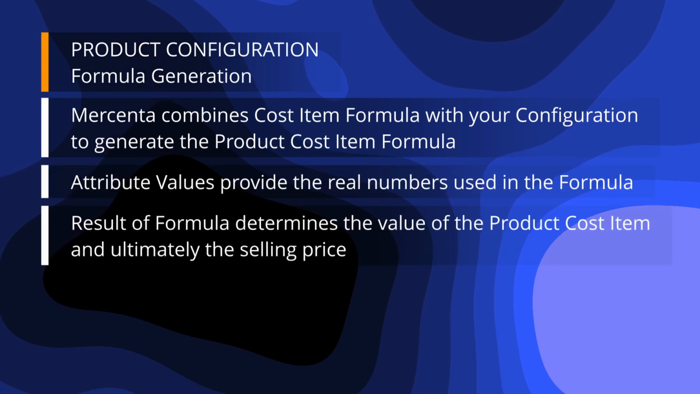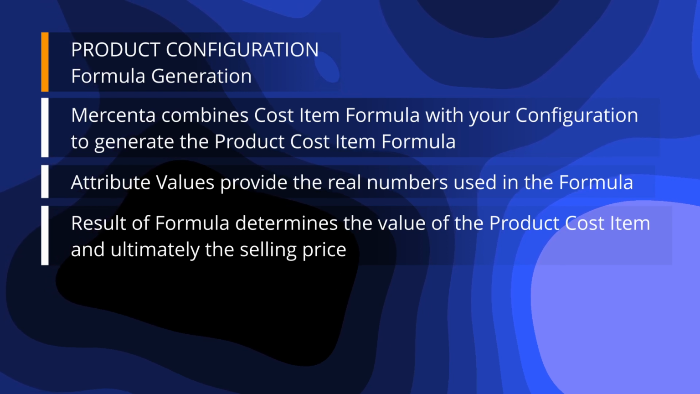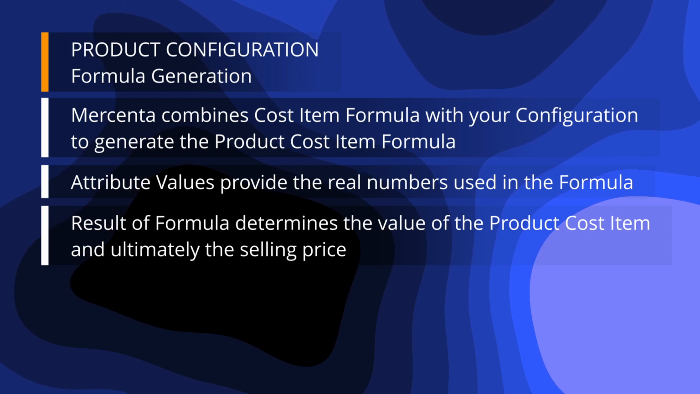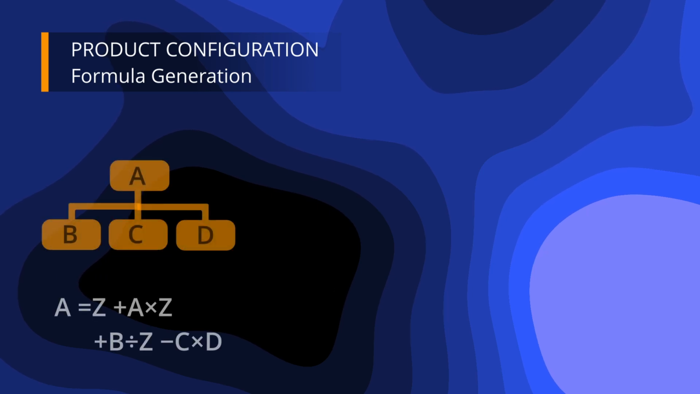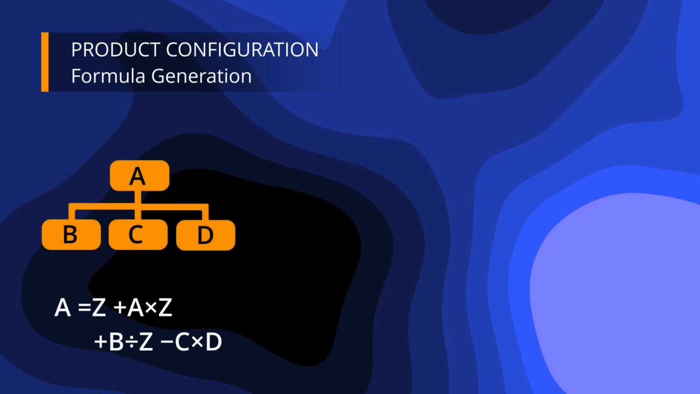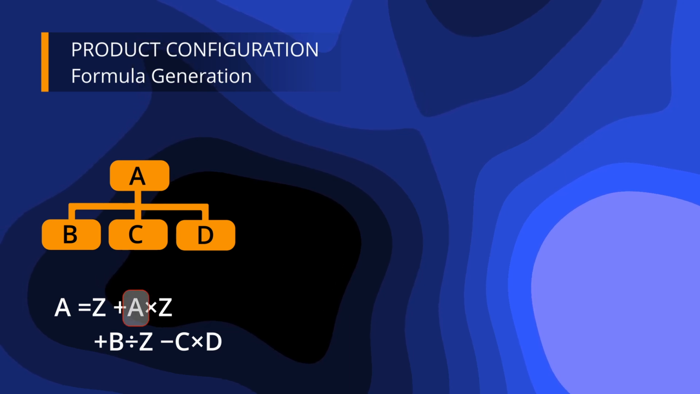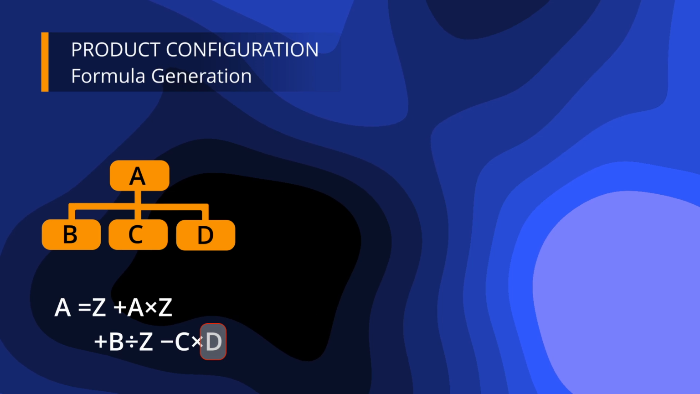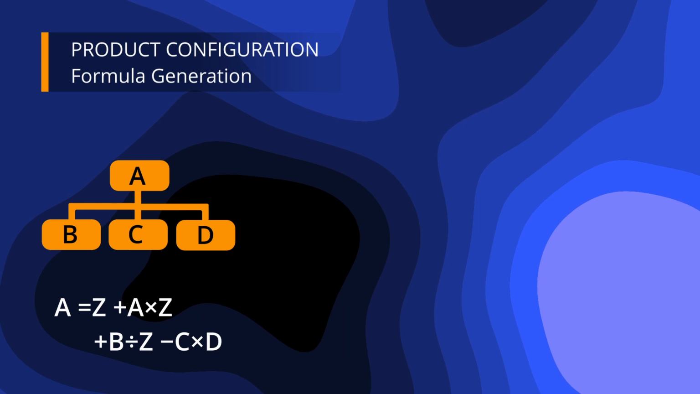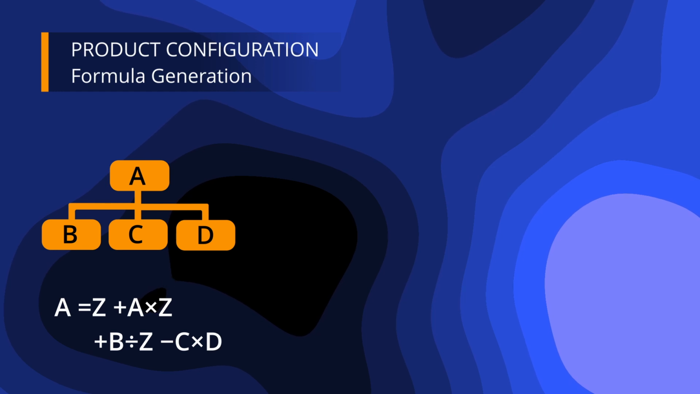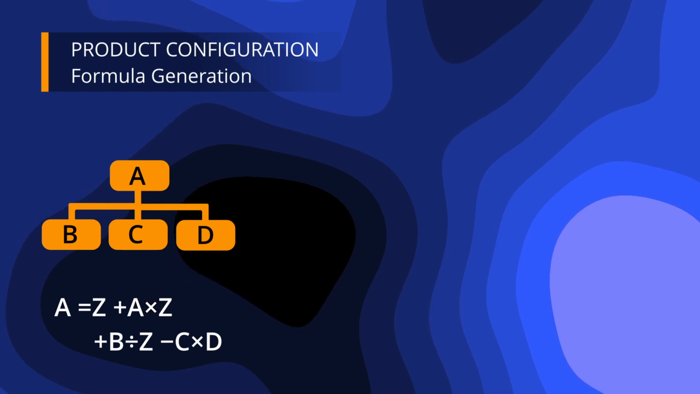The attribute values provide the real numbers that will be used by Mercenta to calculate the value of the product cost item and ultimately the price of the product. To learn about formula generation, I'm going to use examples based on the cost structure shown here. Let's assume the formula for the parent cost item uses product cost item attributes from itself and children which I've labeled A, B, C, and D. These attributes could be the special formula result attributes we talked about earlier or custom ones. The attributes I've labeled Z are either agreement, resource item, or product cost attributes. It's not important what they are for now.